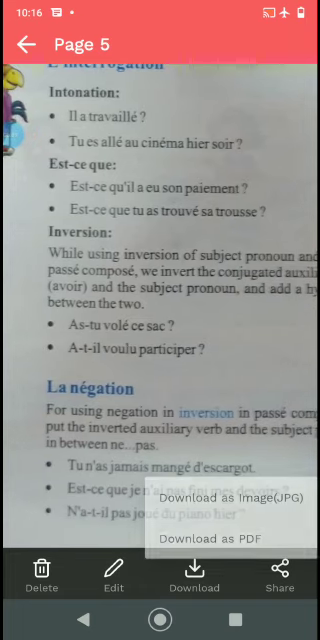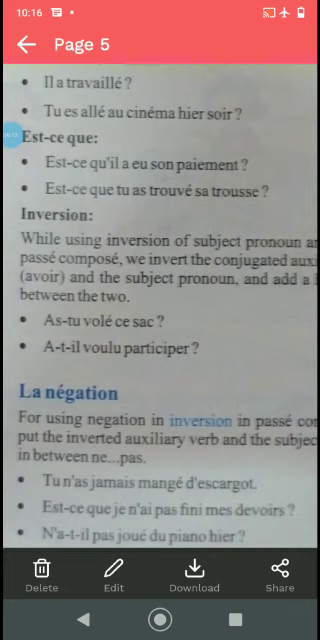Est-ce que je n'ai pas. Here also they have put the negation around avoir, that is the auxiliary verb. Je n'ai pas fini mes devoirs. N'a-t-il pas joué du piano hier? Again here, a-t-il. A is the auxiliary verb for il. So they have put the ne before the a and pas after the il part. Is it clear?